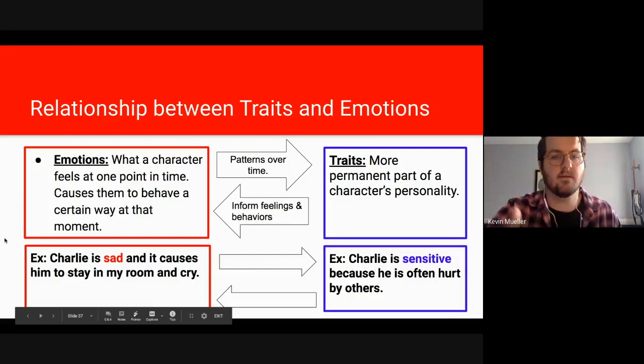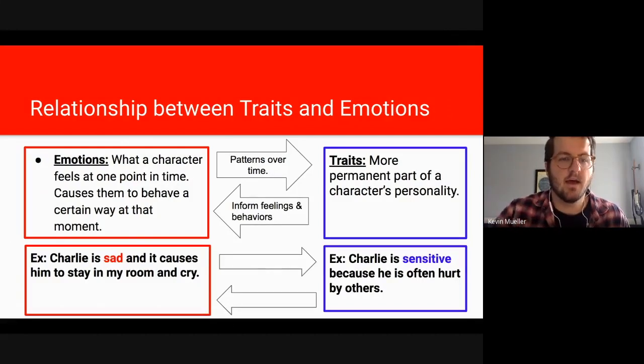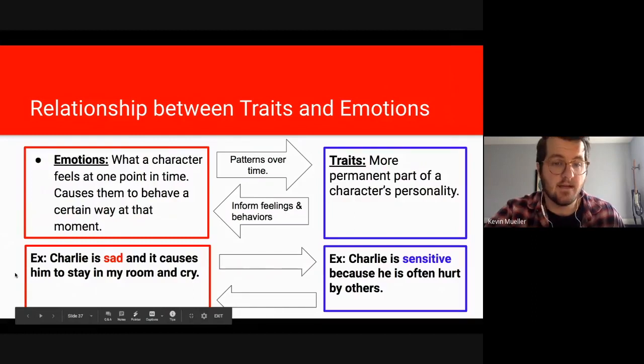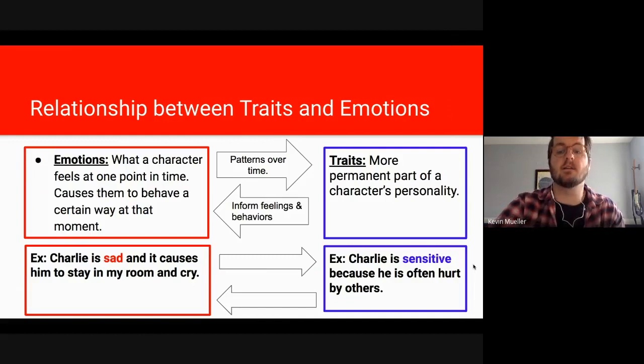So this is just an example of a fictitious character I made up named Charlie. Charlie is sad, and it causes him to stay in his room and cry. I put my room, I meant his room. So sadness is an emotion that he feels. But let's say that this is a pattern that often happens to Charlie, then we could say that Charlie's sensitive because he's often hurt by others or by what other people say. So sensitivity is a trait because of his pattern of sadness when he's hurt by other people. But then because he's sensitive, that can start informing when he gets sad. Maybe it makes him more prone to sadness or more quick to become sad in future events.